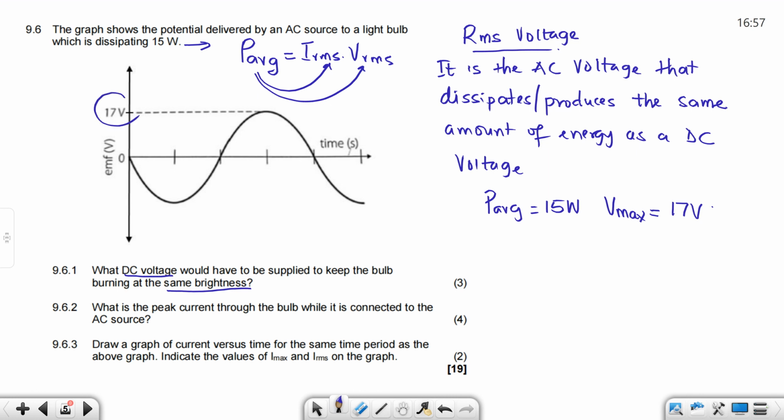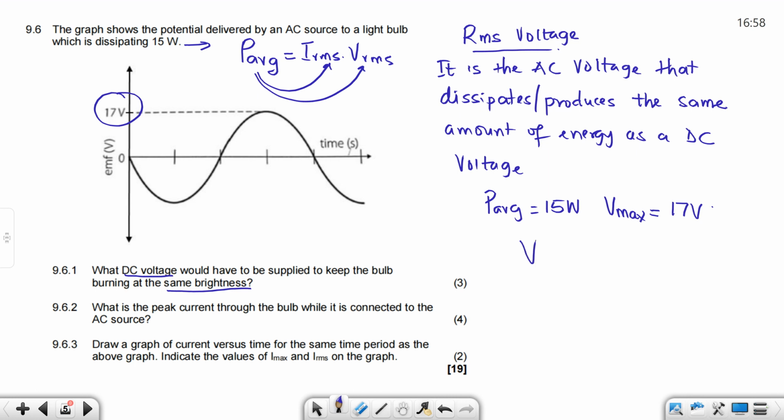So they gave us maximum. If you check the definition, you'll be able to link the two. All right? The AC voltage that produces the same power as a DC voltage. Now, what DC voltage? Makes sense? Okay. They didn't ask you for the definition, but now they're asking for it.